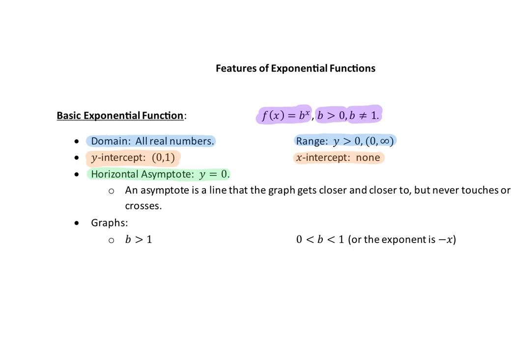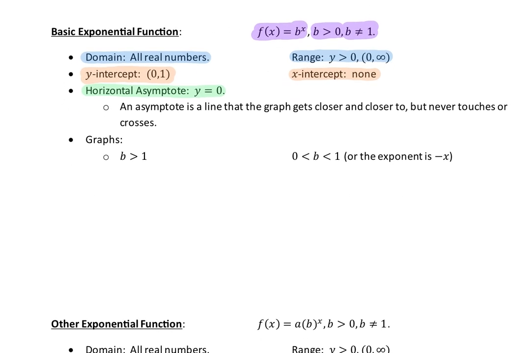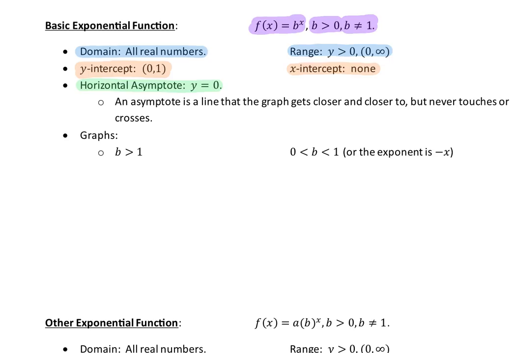Now for exponential functions, we basically have two shapes. The first one is if b is greater than 1. If b is greater than 1, we have our y-intercept of 0, 1. And what we're going to have is an increasing graph. And it's going to look hopefully something better than that. Okay.